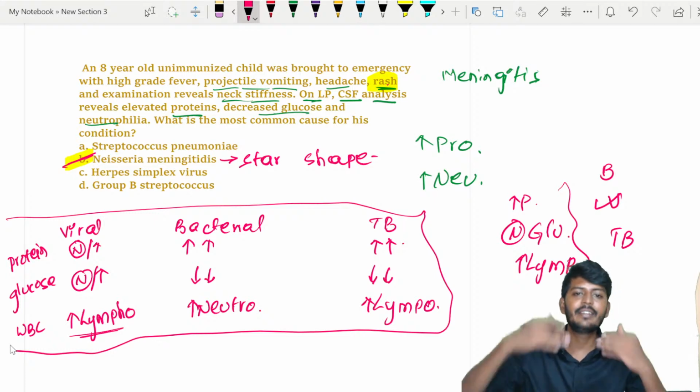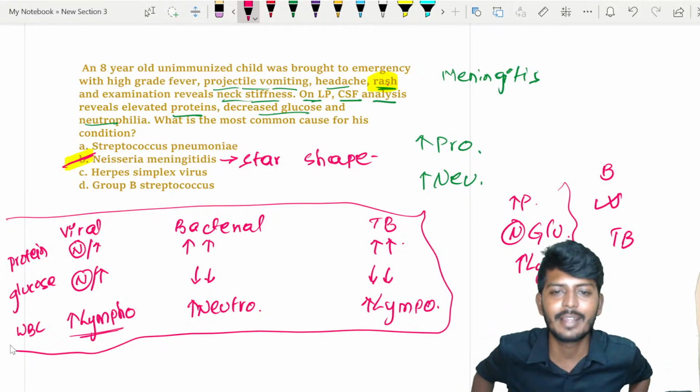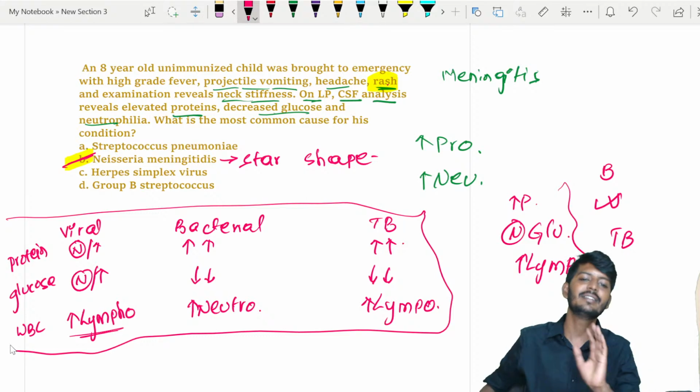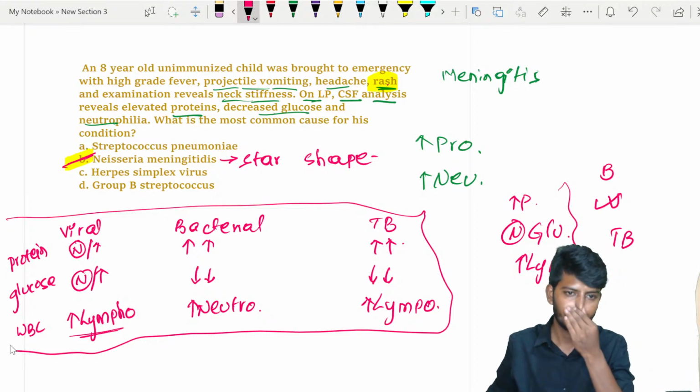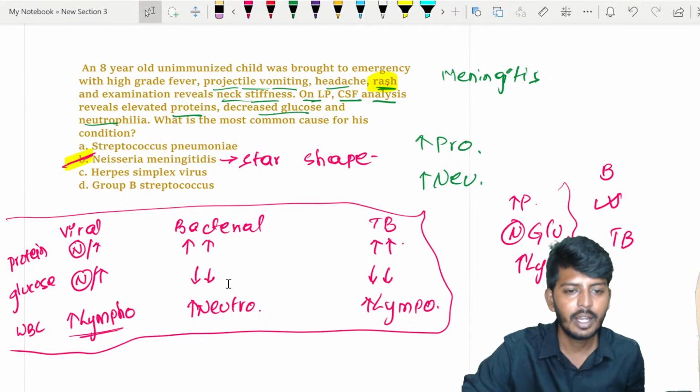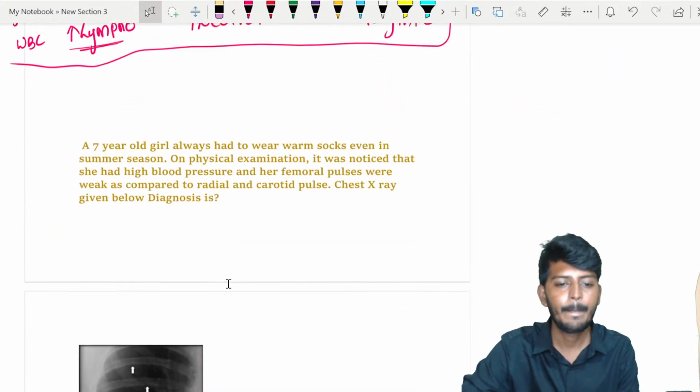Overall the most common cause of meningitis, yes, that is Streptococcus pneumoniae itself, but pneumonia में rashes नहीं होते, इसलिए बोला मैंने बस. Okay, कोई confusion होने का जरूरत नहीं. Okay, चल, let's go to the next question.